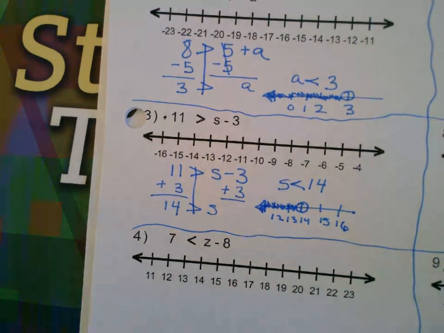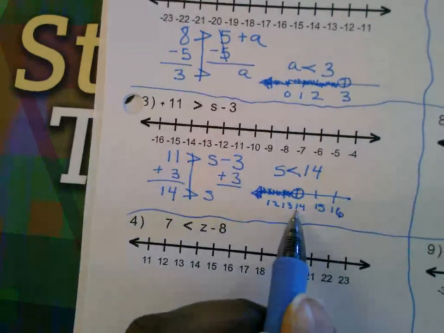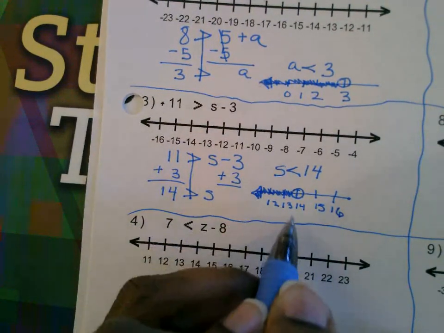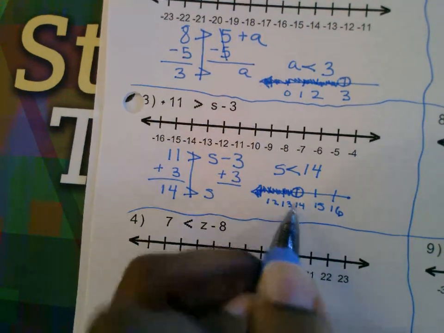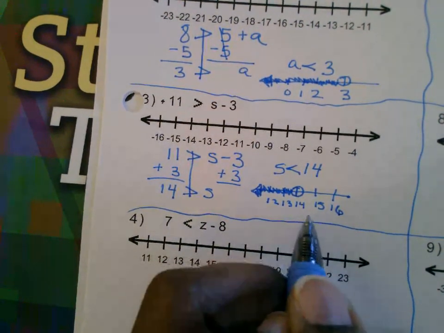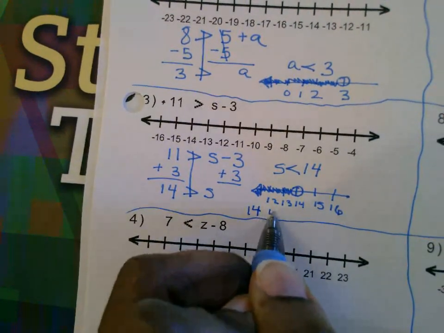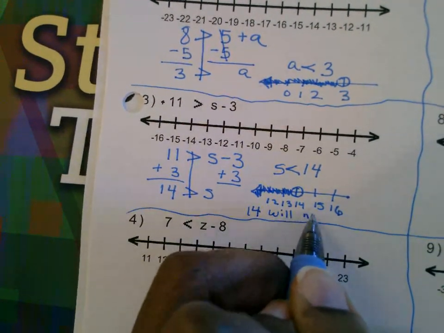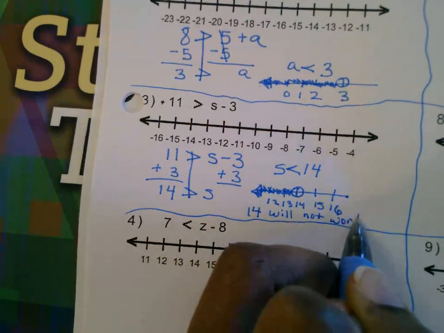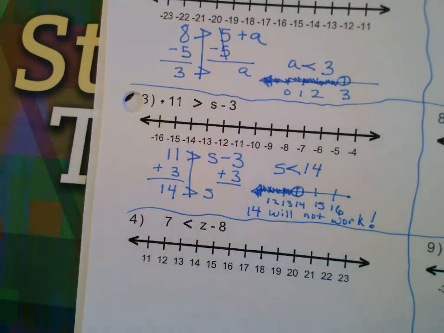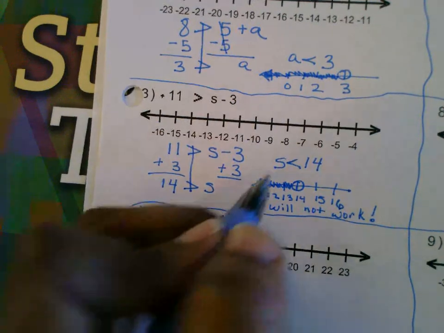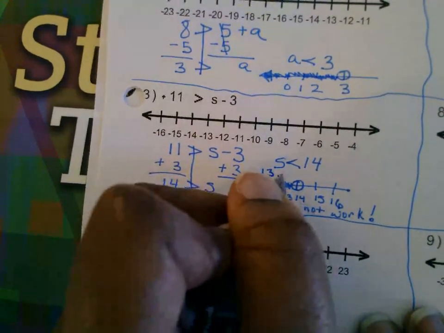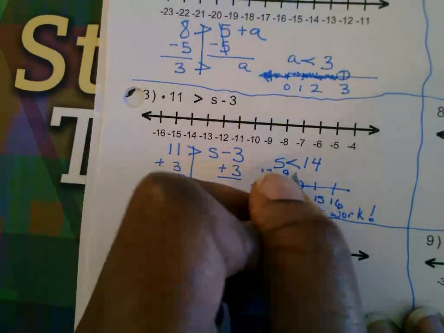Also understand that although there are only whole numbers on this number line, 14 will not be a solution. 14 will not work. However, 13.9 will.